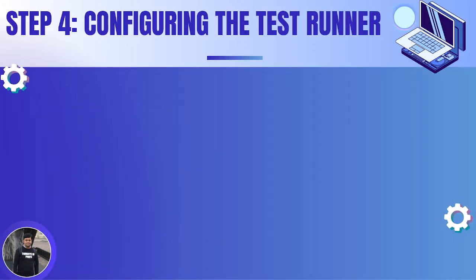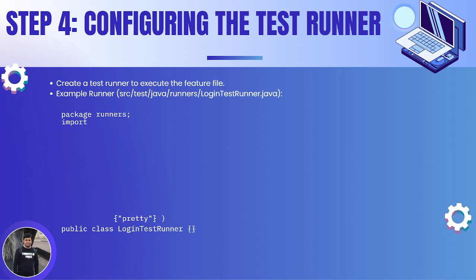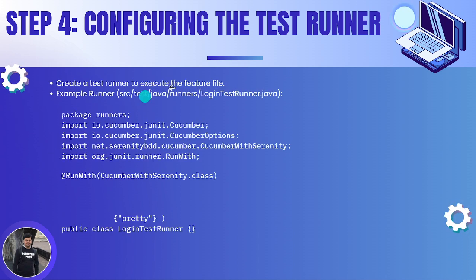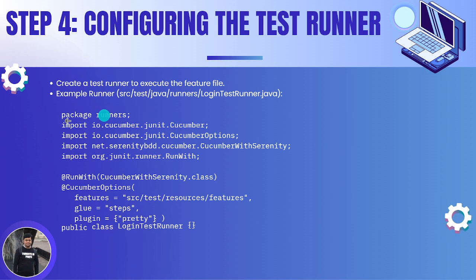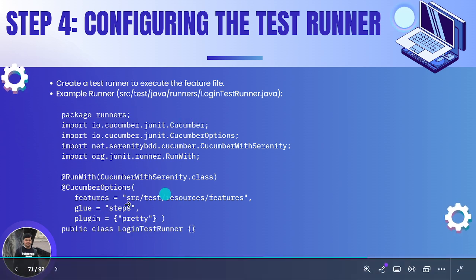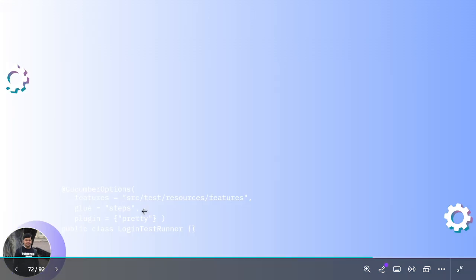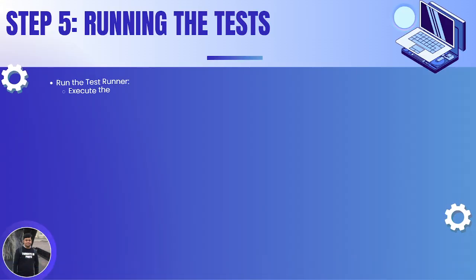Next is configuration of the test runner. Again, you can create a test runner to execute the feature file. You can use the package runner, and then you can use that for the execution of the test case. Then running the test, how you can run.